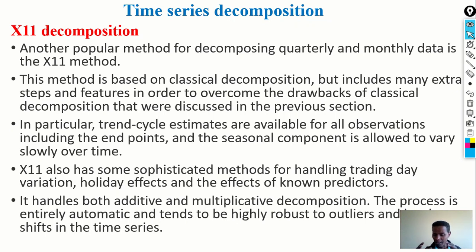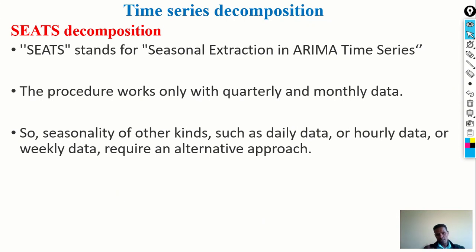So it can control the effect of outliers, and it can loosen the assumption of constant seasonal component. So that is the X11 method. In the X11 method, there is no assumption that the seasonal component is constant over time. It can vary slowly over a period of time, and it can even be used to handle the effect of predictor variables.